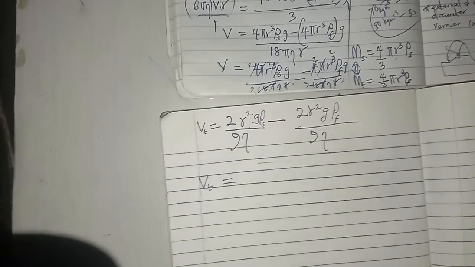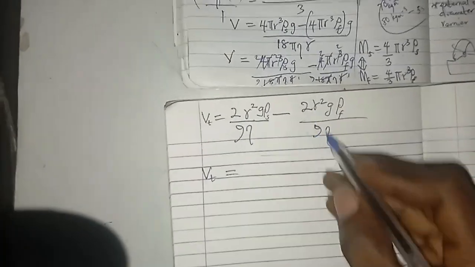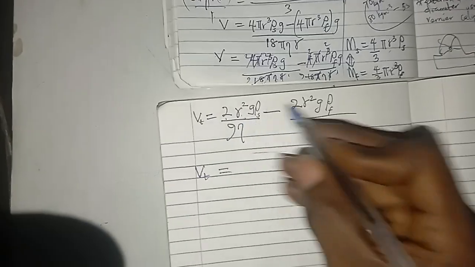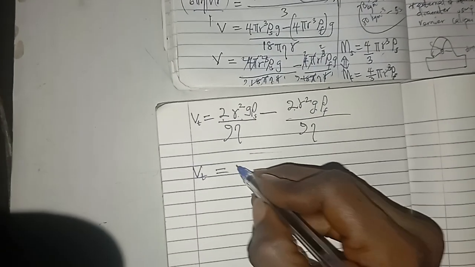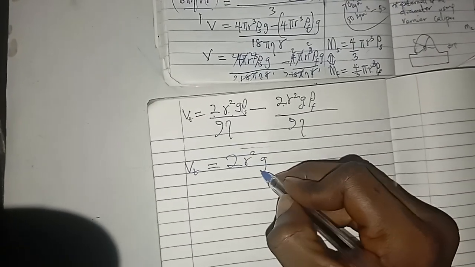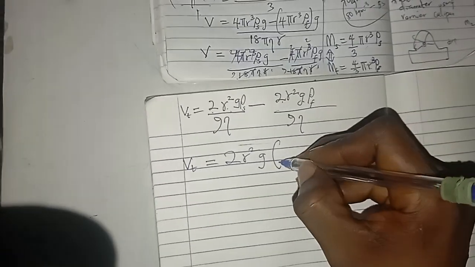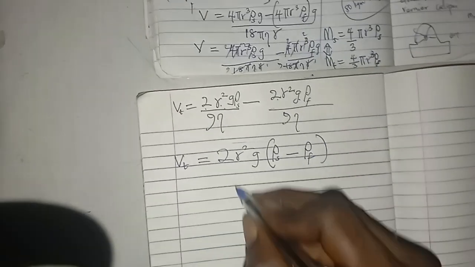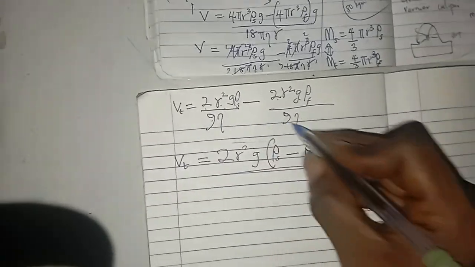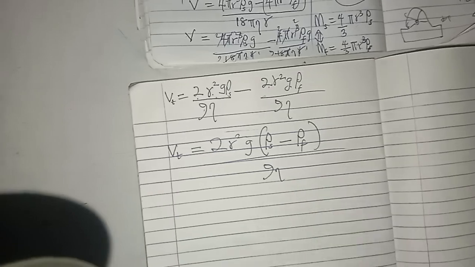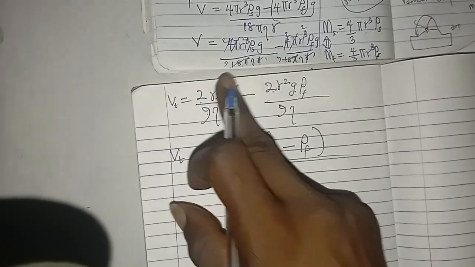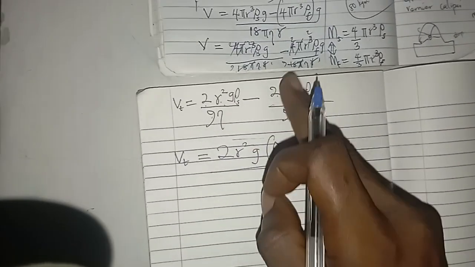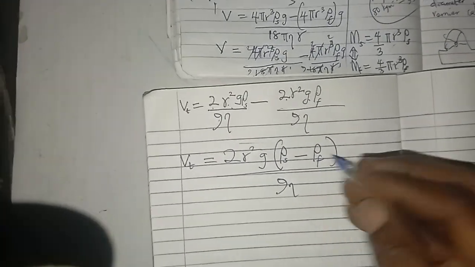But because I know the way Stokes presented his equation, I can factor out. I have 2, I have r square, I have g, in each term. So let me factor it out: 2r square g into density of sphere minus density of fluid all over 9 eta. If this times this, you have this part. So it's the same thing. There you have it.